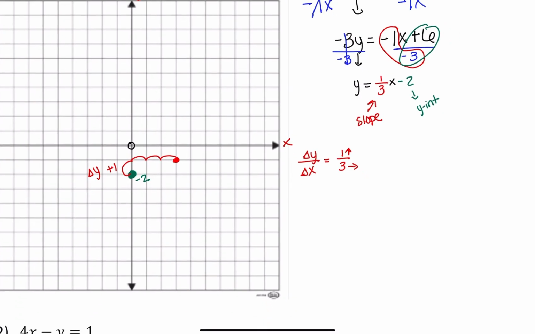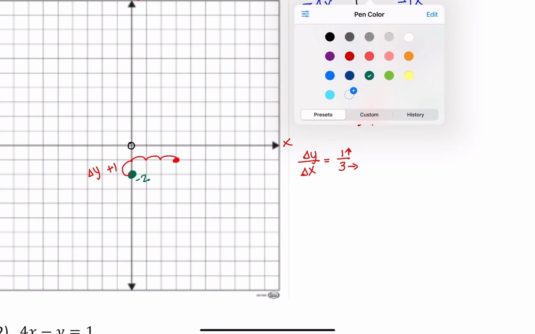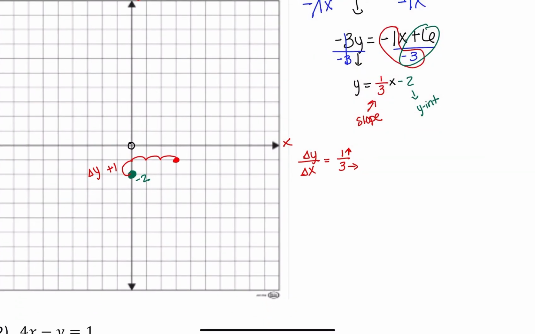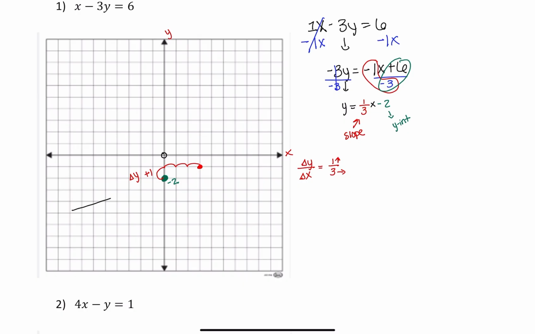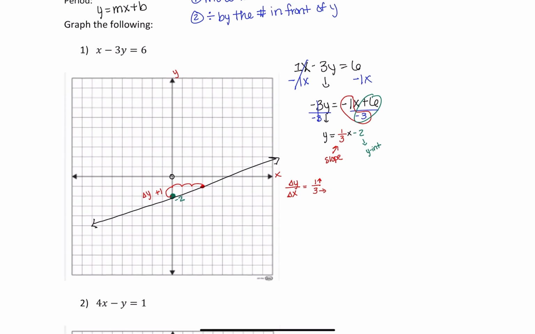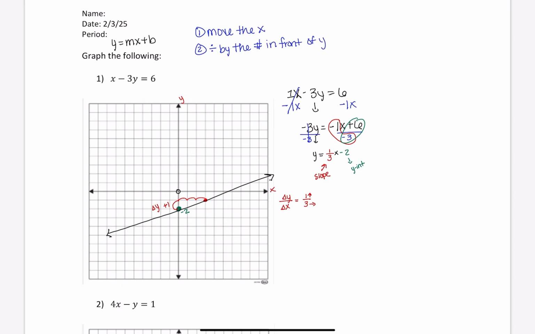And from there, what you're going to do is you're going to go ahead and just connect the dots, I should say, and make sure you put arrows at each end. And that's what you're going to do for every single problem. You're going to go from standard to slope-intercept, plot your y-intercept, and then use your slope to be able to get you to the next point.